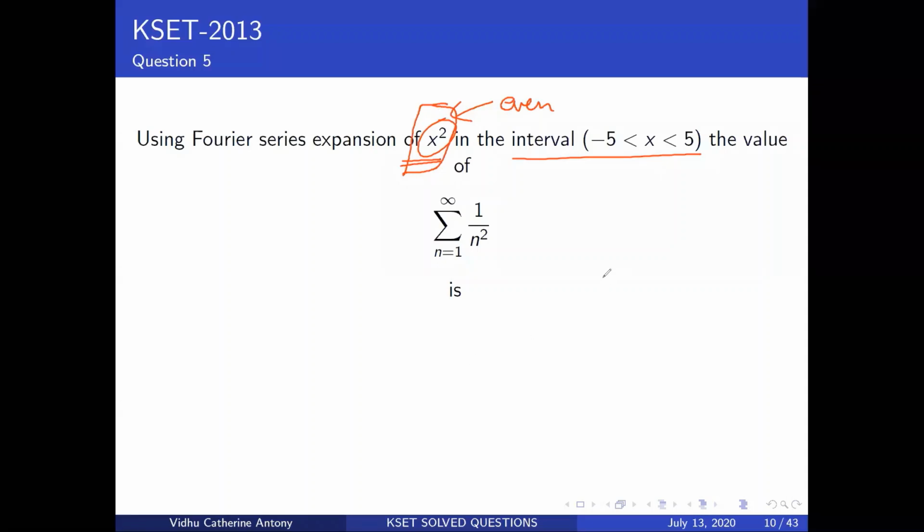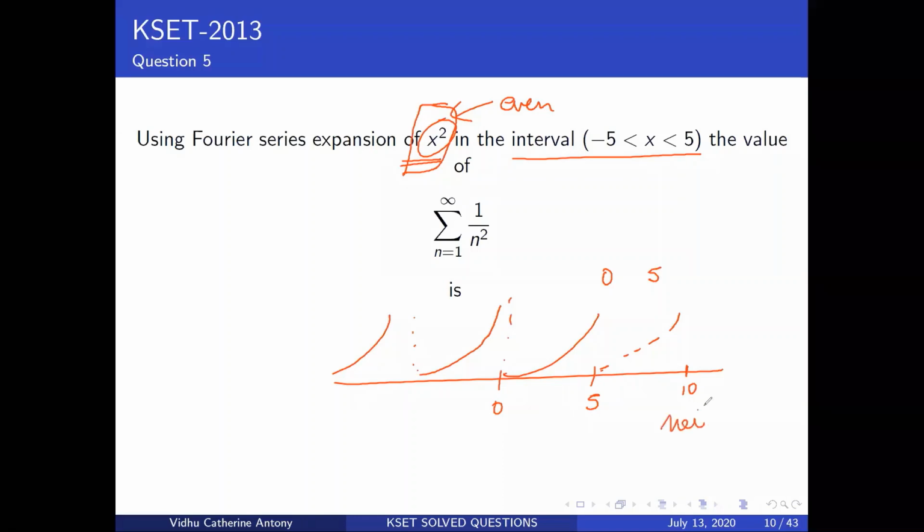Say I have this function defined from 0 to 5. And now if I repeat it, what do I end up getting? Let's say this is from 5 to 10. So I end up getting my function this way. Right, so what's going to happen here? It's always going to be this way. This is not an even, not an odd function. It's neither.